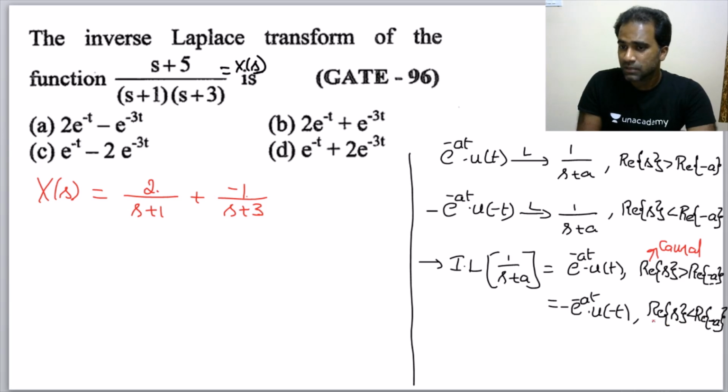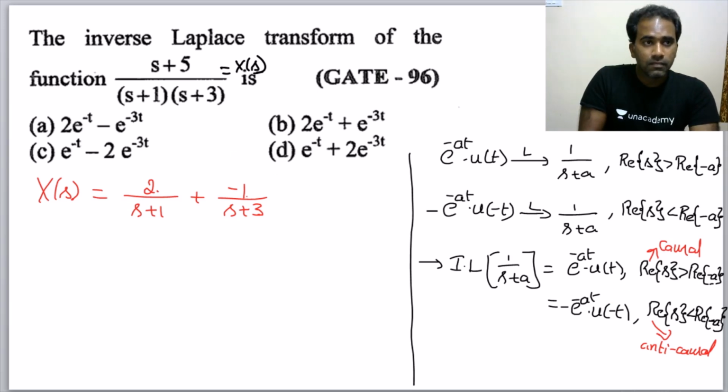Instead of giving this ROC, they might give information which corresponds to this ROC, like they might say anti-causal signal, or left-sided signal. Like that they'll give some hint for us to recognize what ROC they are talking about. Most probably they'll not give us the ROC exactly, but a hint about it. From the hint, we should understand what ROC they are talking about. Once we understand that, it's easy to find the inverse Laplace transform, right?